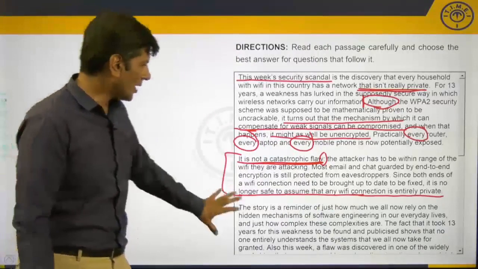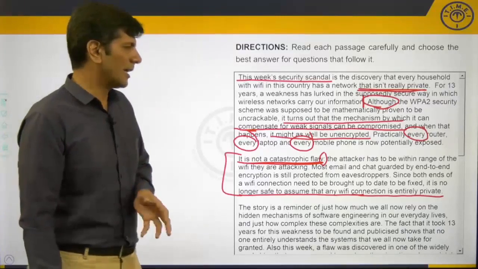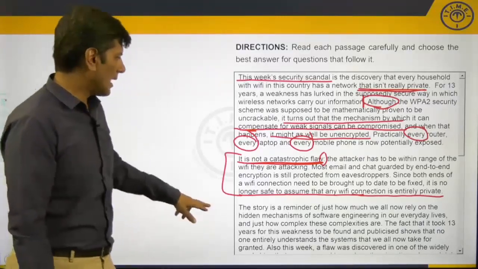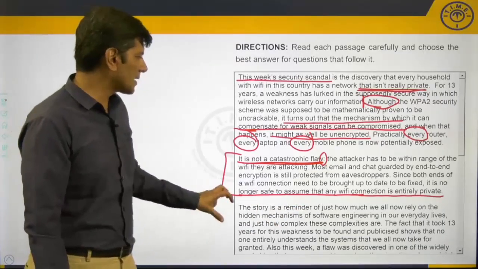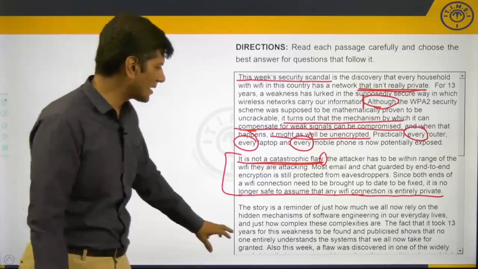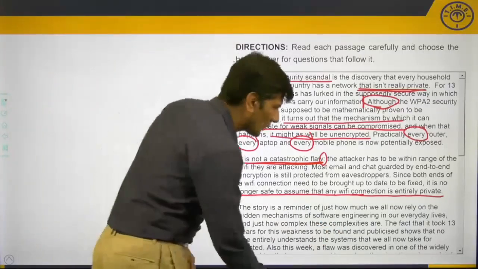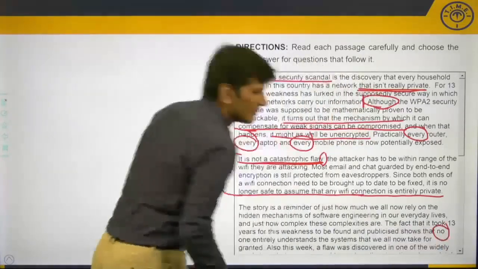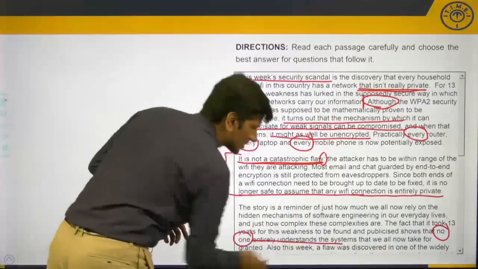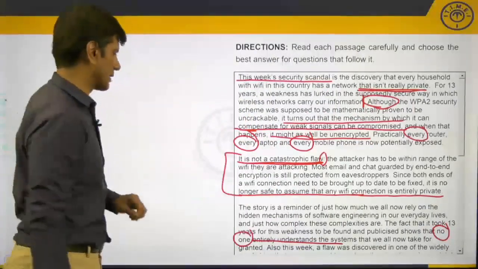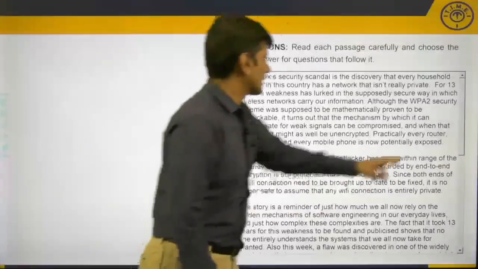Then, the story is a reminder of just how much we all now rely on hidden mechanisms of software engineering in our everyday lives, and just how complex these complexities are. The fact that it took 13 years for this weakness to be found and publicized shows that no one entirely understands the systems that we all now take for granted. So again here, look at how the author is sort of making categorical statements. No one entirely understands the system. Absolutely no mincing of words. Let's take a look at the continuation part of it.